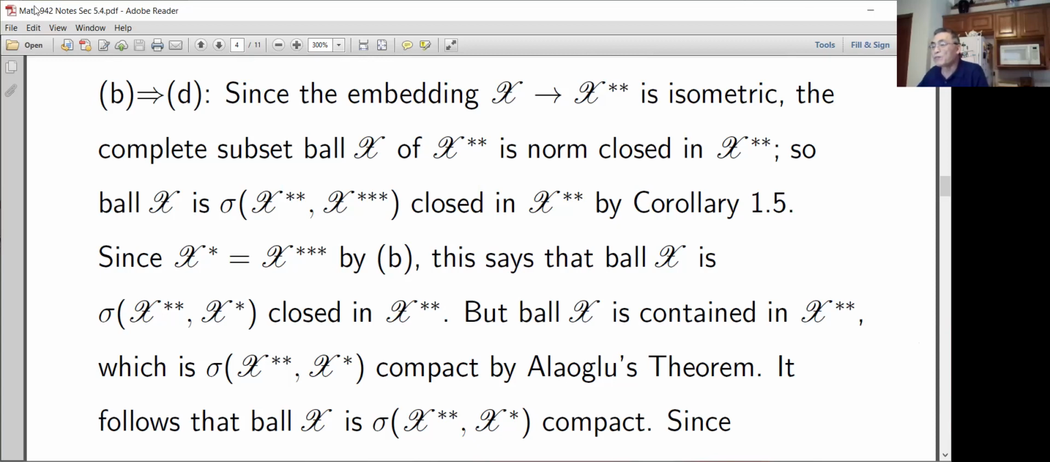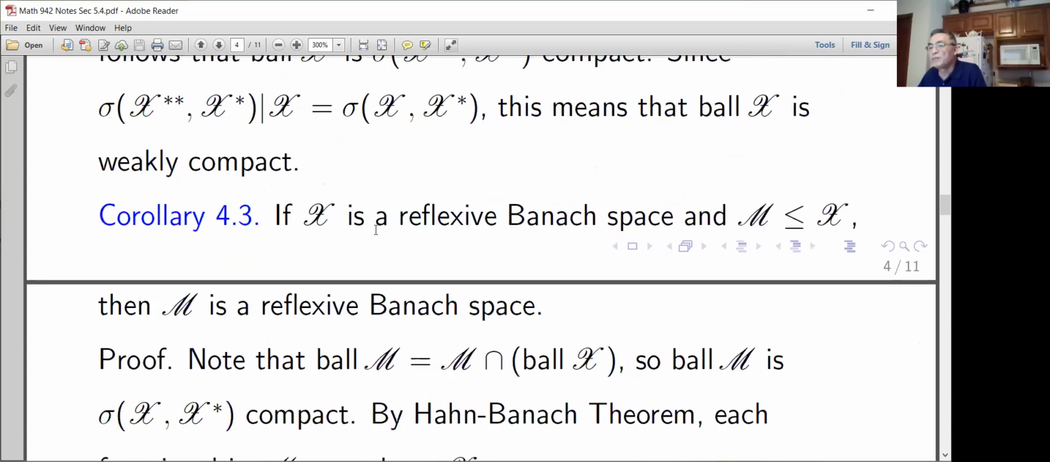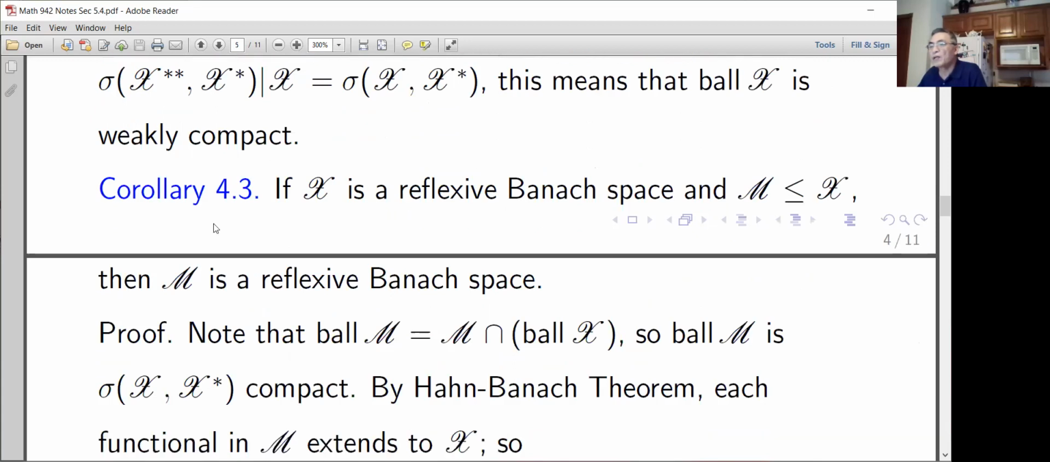So we have, this theorem has been proved. Corollary 4.3 says that if X is a reflexive Banach space and M is a closed subspace, then M is reflexive.